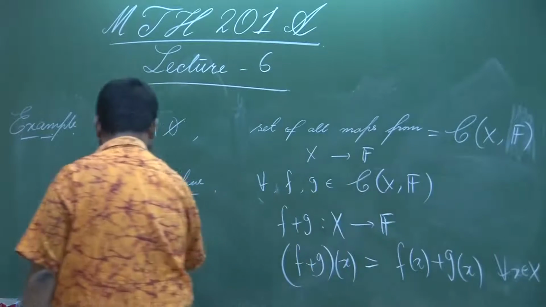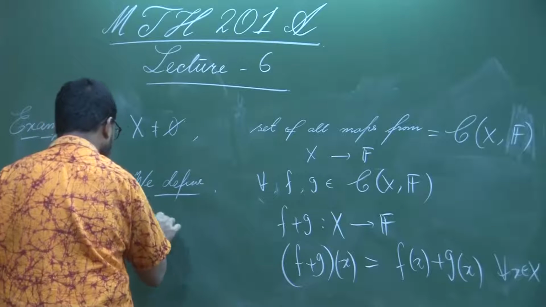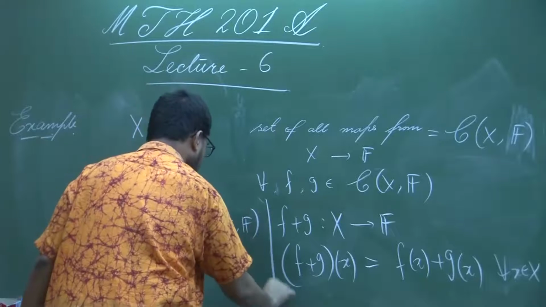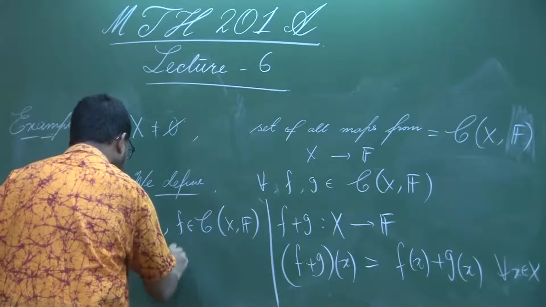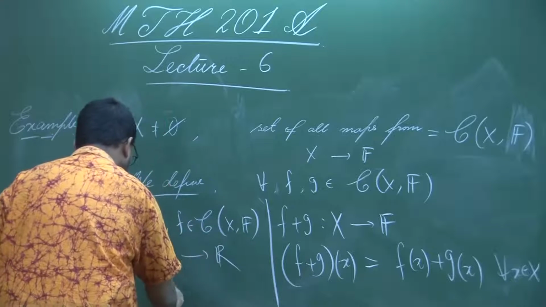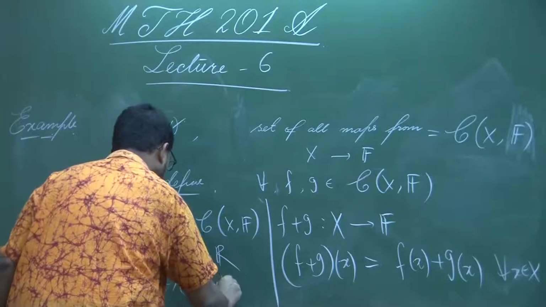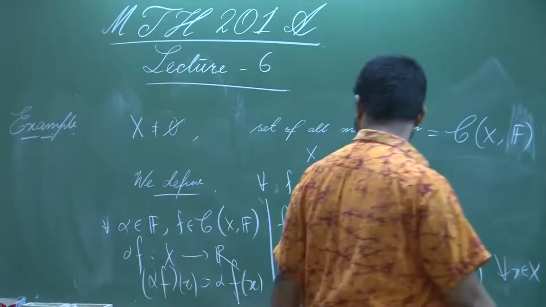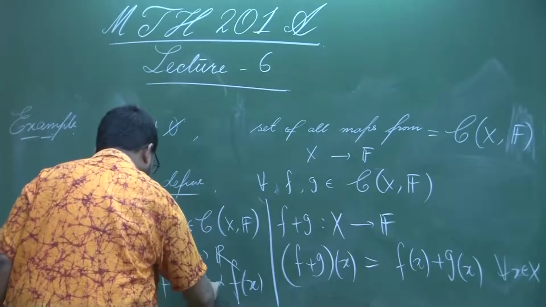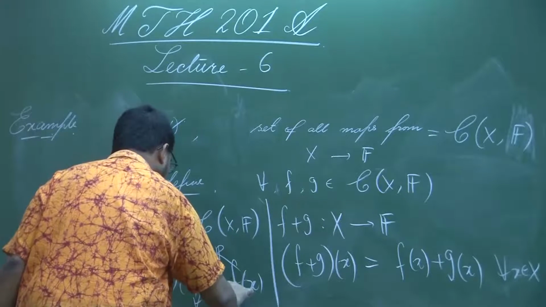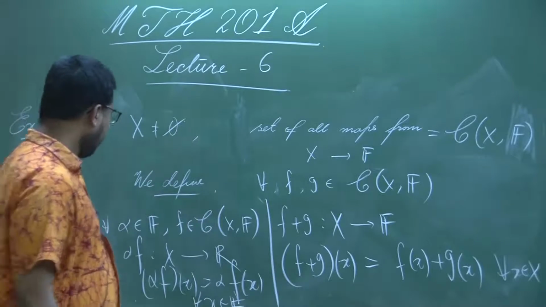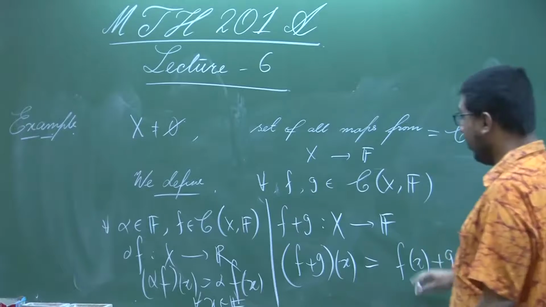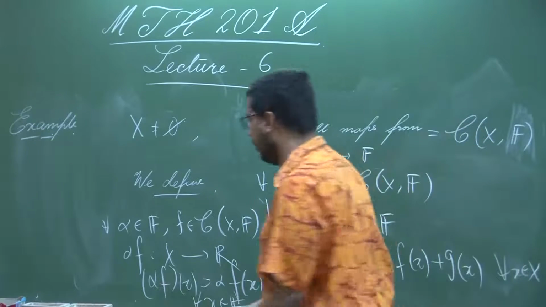Similarly, for scalar multiplication, alpha f is defined to be that map. So, (alpha f)(x) is given by alpha times f(x), for every x in X. All right. So, this is called the pointwise addition of functions, and this is called the pointwise scalar multiplication of functions.